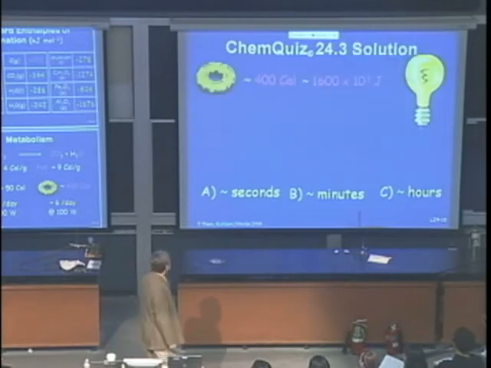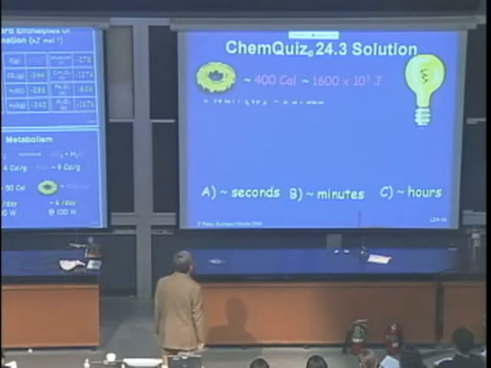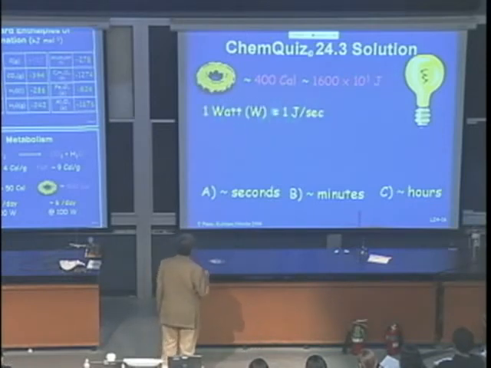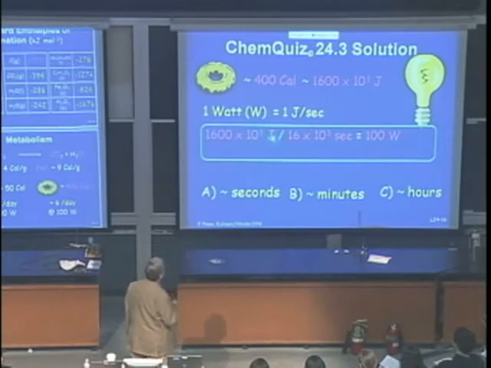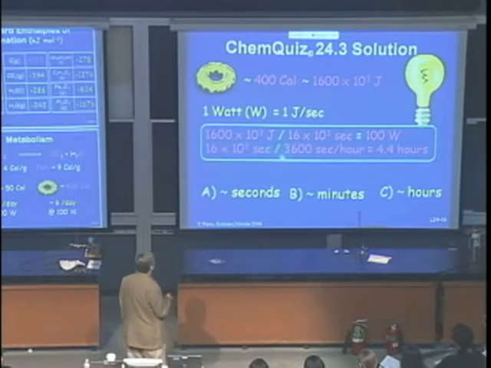That's the question, okay? So he has 400 calories, which is 1,600 times 10 to the 3 joule. We established that already. 1 watt is 1 joule per second. 1,600 times 10 to the 3 joule, in order to get 100 watts, we have to divide it by 100, which gives 16 times 10 to the 3 seconds. And 16 times 10 to the 3 seconds divided by 3,600 seconds per hour is 4.4 hours, okay?